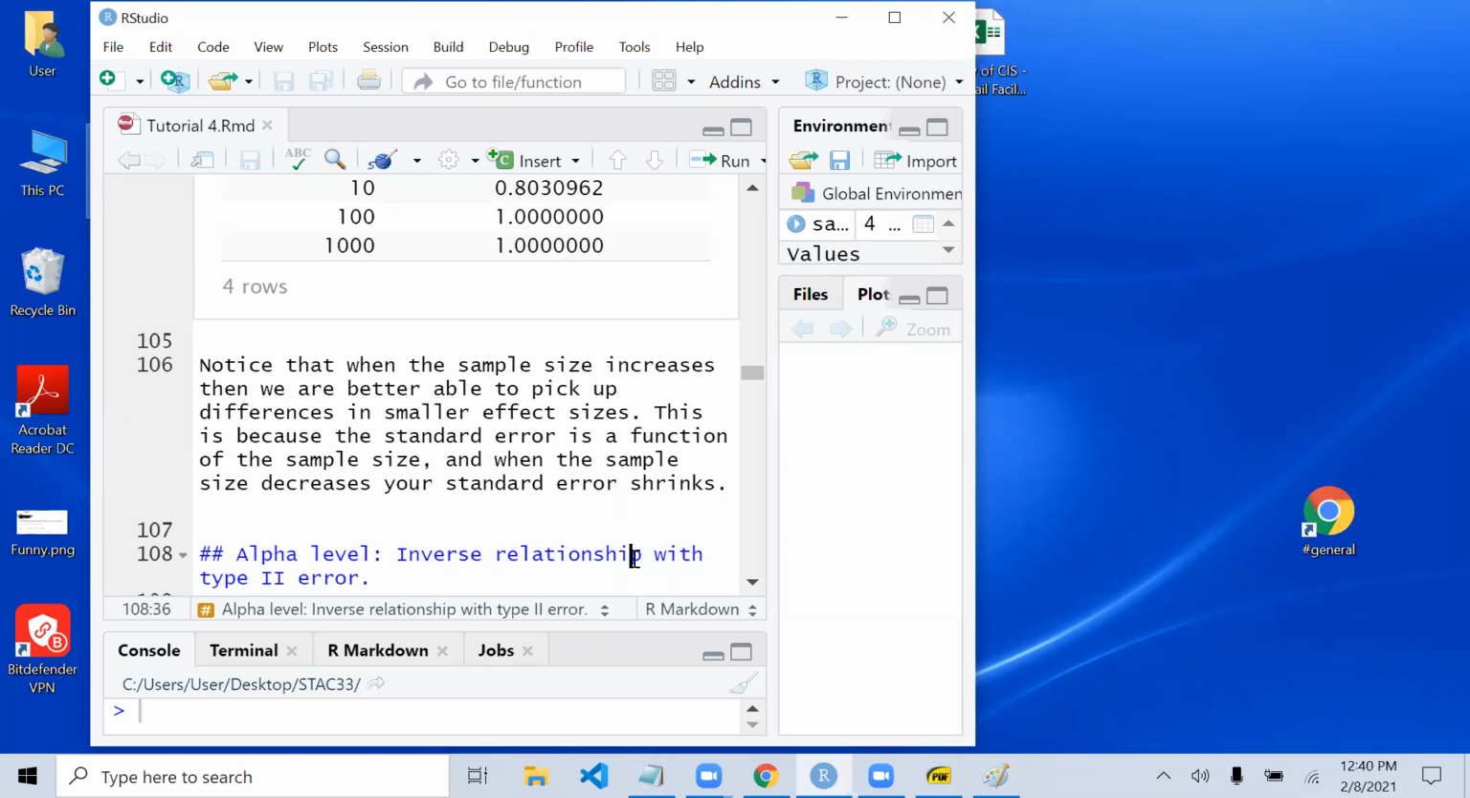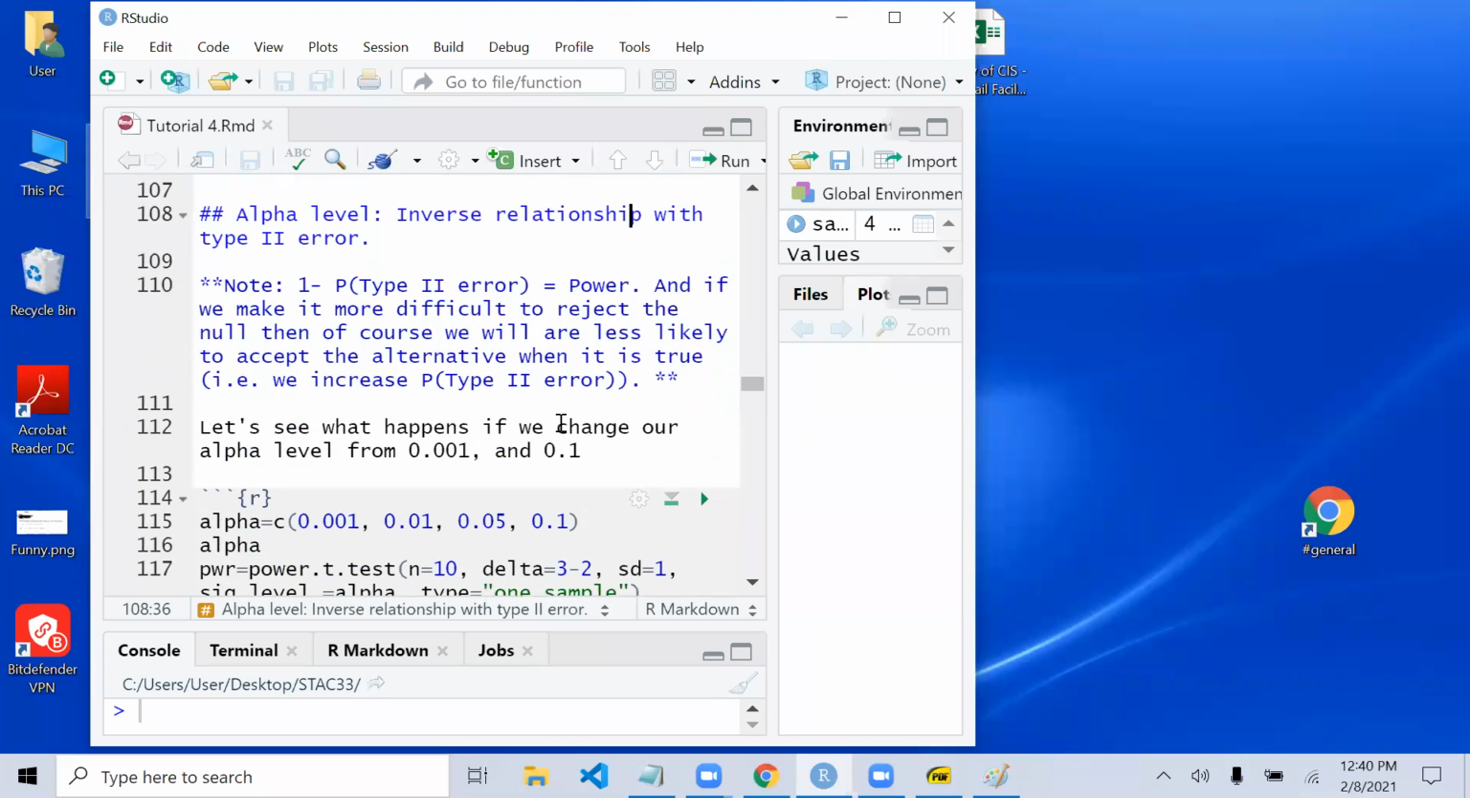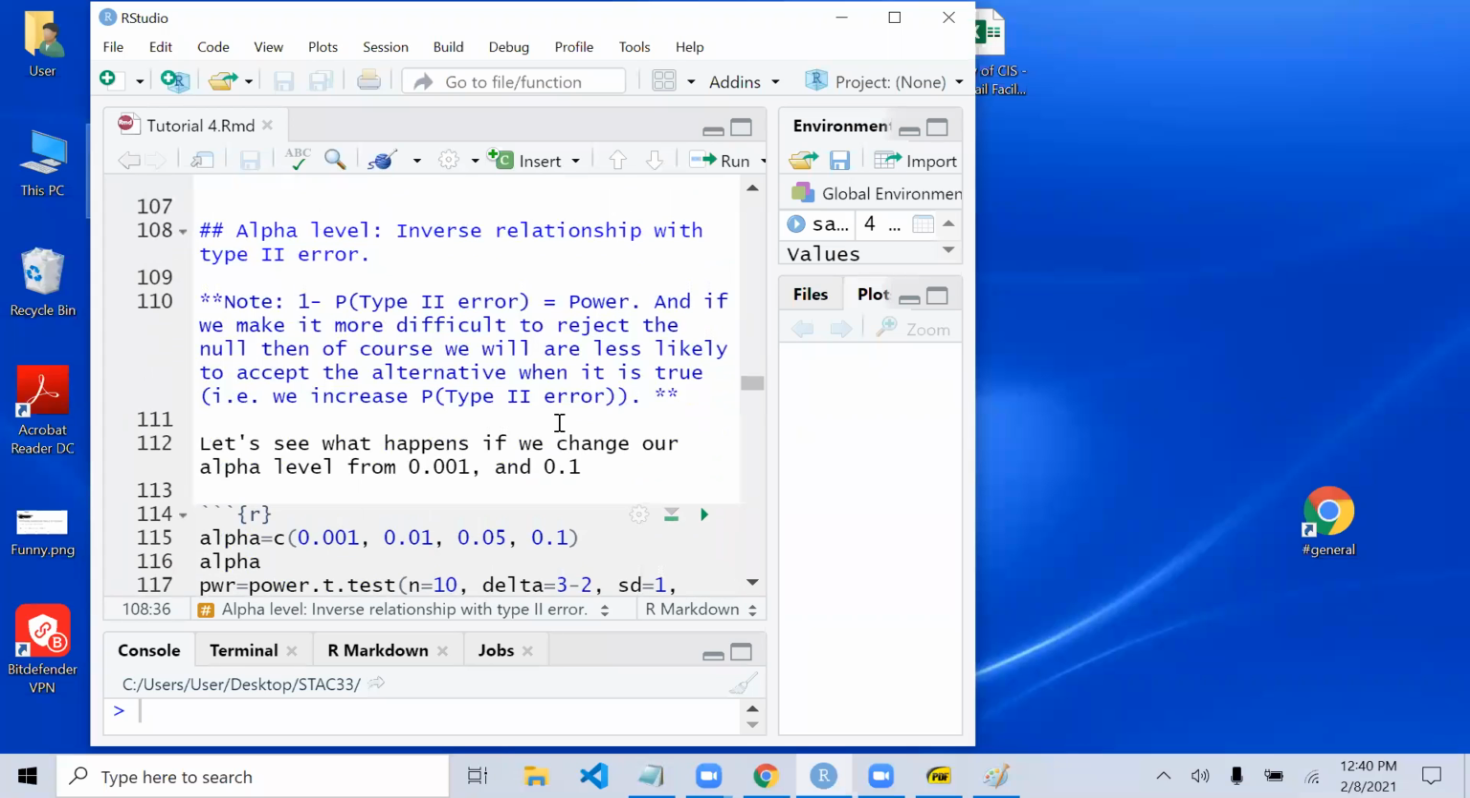And so this means that power is the complement of your type 2 error, of course. If your type 2 error is increasing, as in you're less likely to accept the alternative, then you're certainly going to decrease your power, right? So your power decreases as a consequence of your increasing type 2 error. This is what I put here: in fact, 1 minus the probability of type 2 error is equal to power. So if you make it more difficult to reject the null hypothesis, then you're not going to accept the alternative when it's truly true, which means the probability of type 2 error will increase. So of course your power decreases.